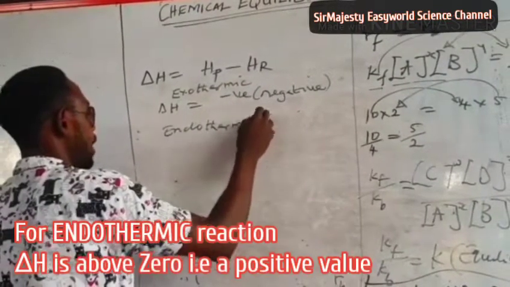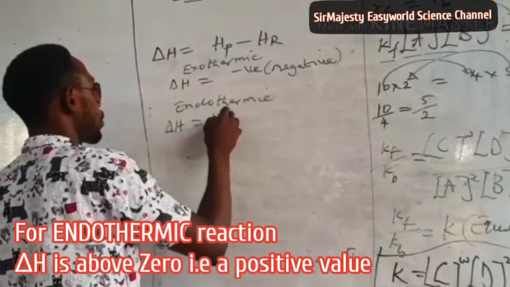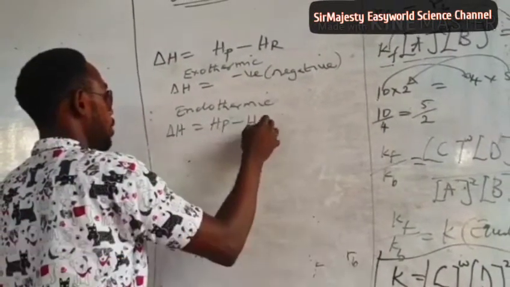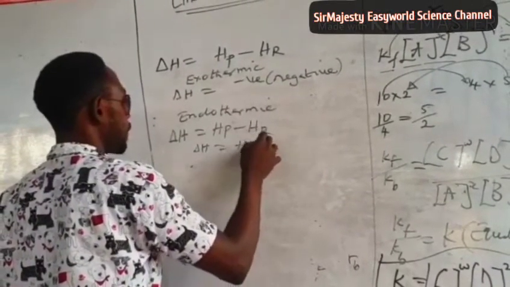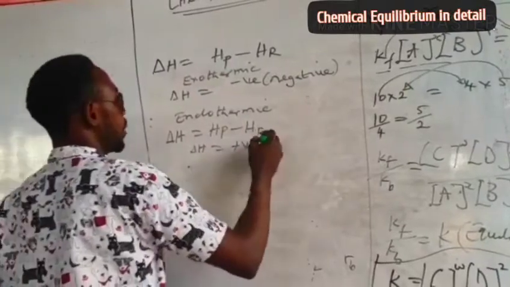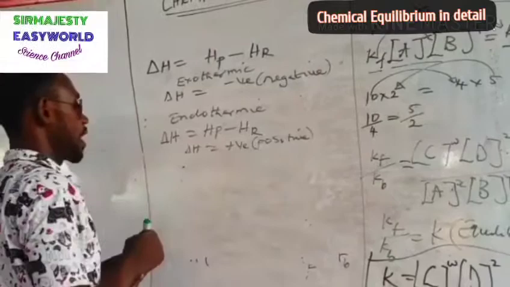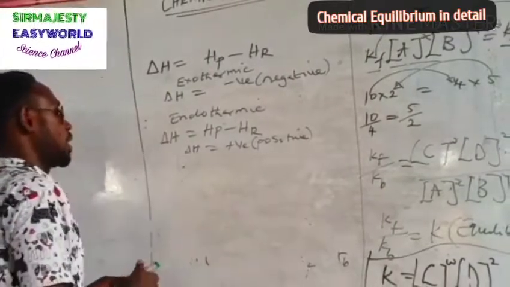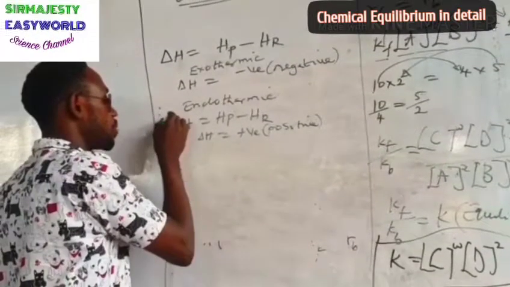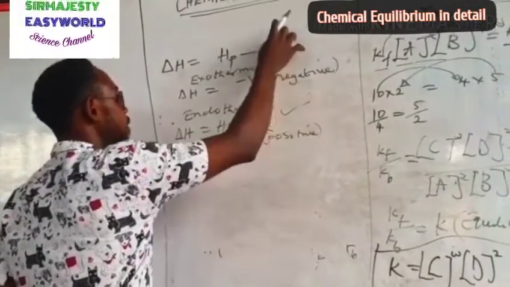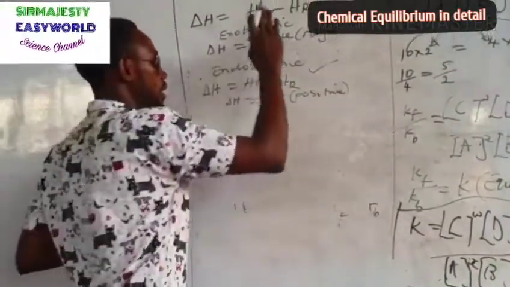Then when we come to endothermic reactions, delta H, that's change in heat, which is also equal to heat of product minus heat of reactant, will give you a positive value. That's a value above 0. It shows that the reaction is endothermic and heat is absorbed. Now, increasing the temperature of an endothermic reaction favors it. Increasing the temperature of an exothermic reaction disfavors it. So you take a look at that.